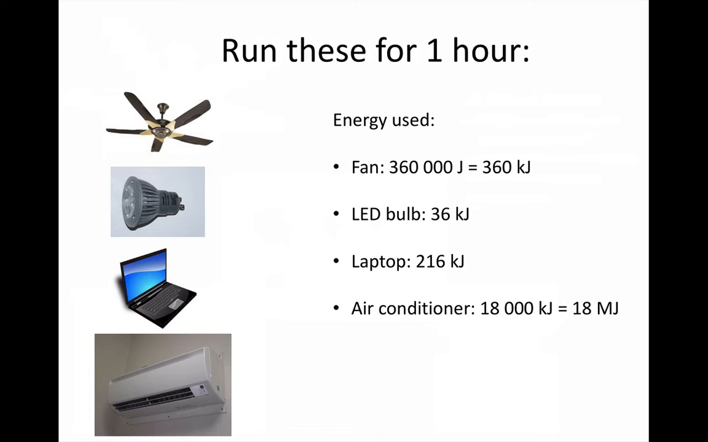So, for example, I run each of the appliances shown for 1 hour. How much electrical energy have I used? You can see that the LED, the light-emitting diode, light bulb uses the least. That's why many people are using them rather than the regular light bulbs now. Then we have the laptop at 216 kilojoules, the fan at 360, but obviously the biggest user of energy by far is the air conditioning unit.